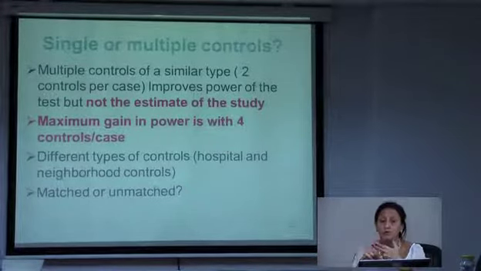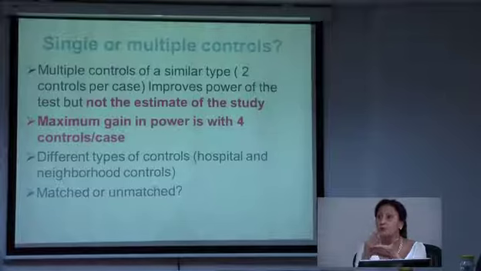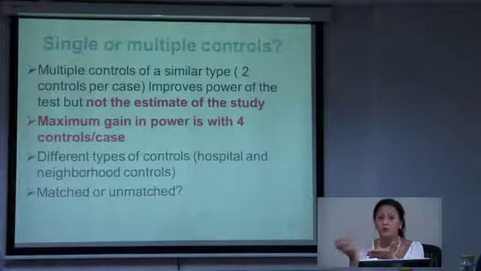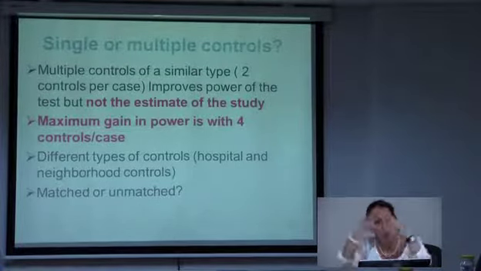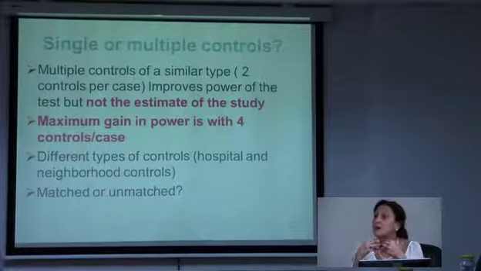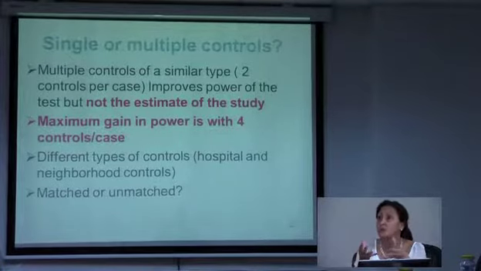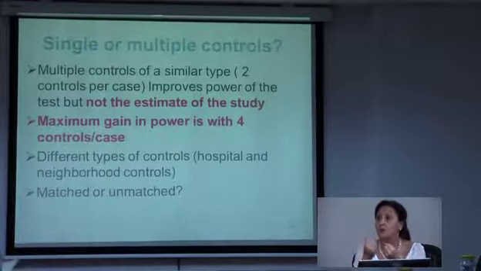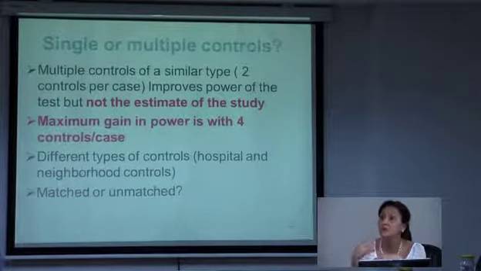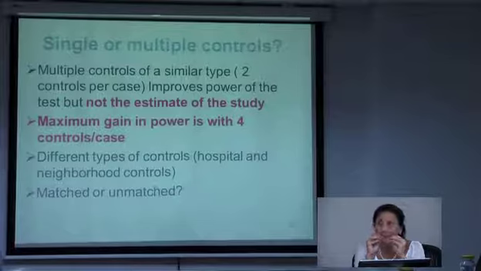One, multiple controls of similar type. So let's say I have 100 cases, I want to take controls from the hospital, from the visitors. So should I take 100 or 200? Now, the larger the sample size in general, the more power for the study. And what do I mean by power? It's the ability of your study to detect differences or association if an association exists. So if you have an association, the power is about how large the sample size is to allow you to detect differences if differences exist. Now sometimes you have a very small number of cases, 20.